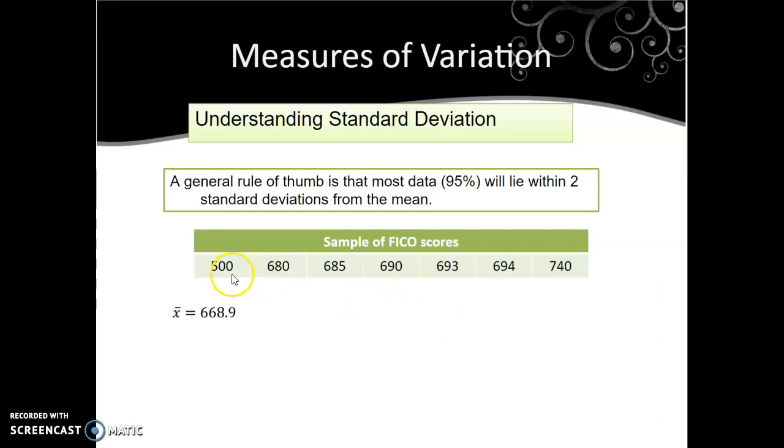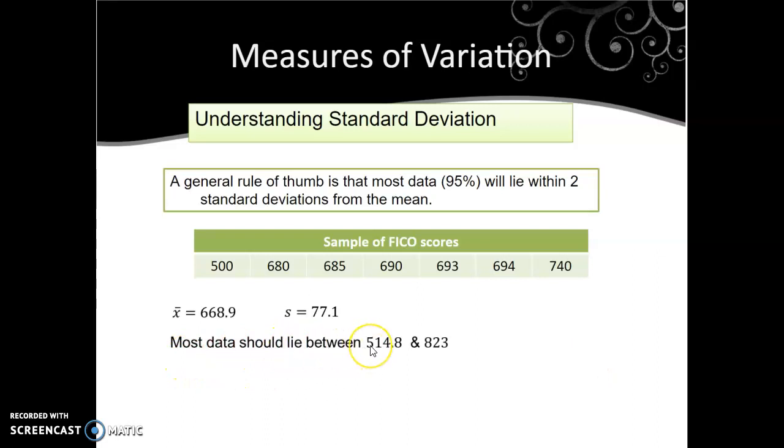Now, by now, we should all be comfortable calculating the mean. So in order to tell, remember, usual or unusual, we need to know the mean and we need to know the standard deviation. So we're going to find the mean. We're going to add up all the scores and divide by 7, and we should get 668.9. And if we use that lovely formula from the beginning of this video to find the standard deviation, we should get 77.1.